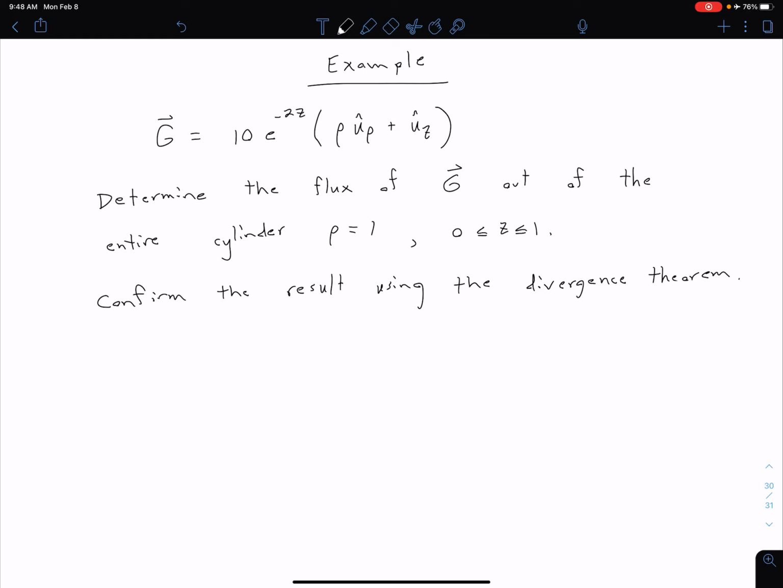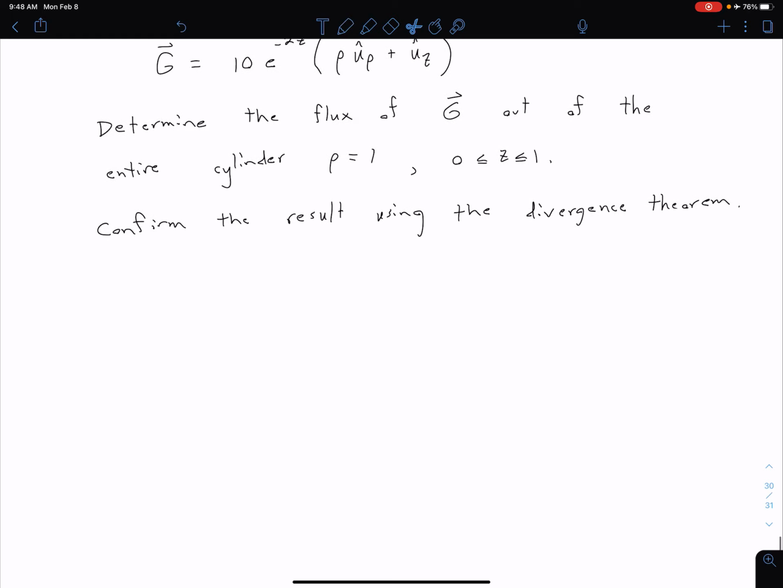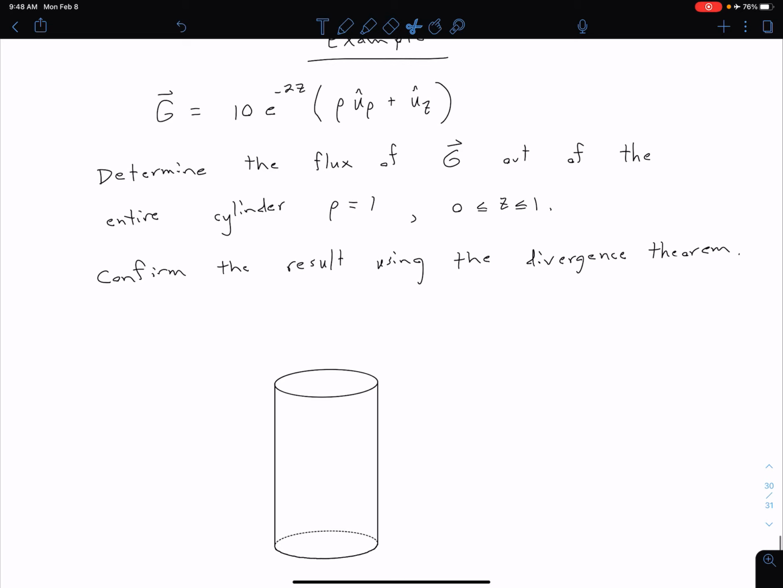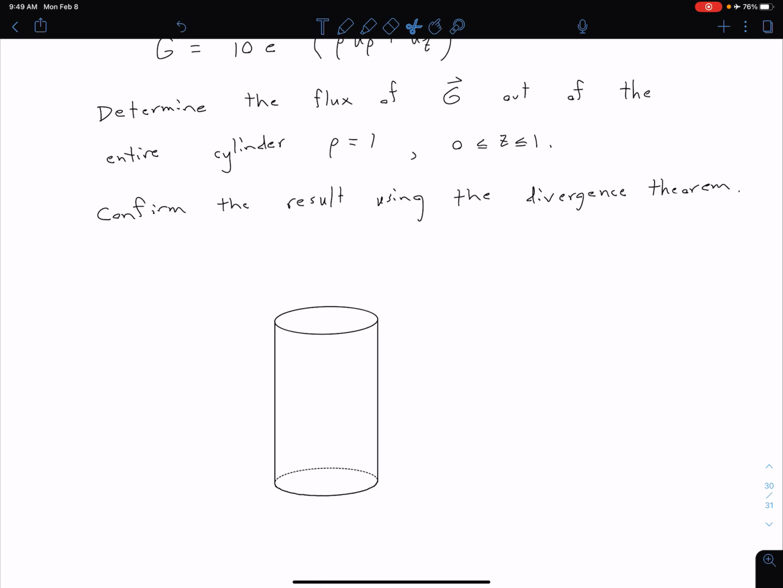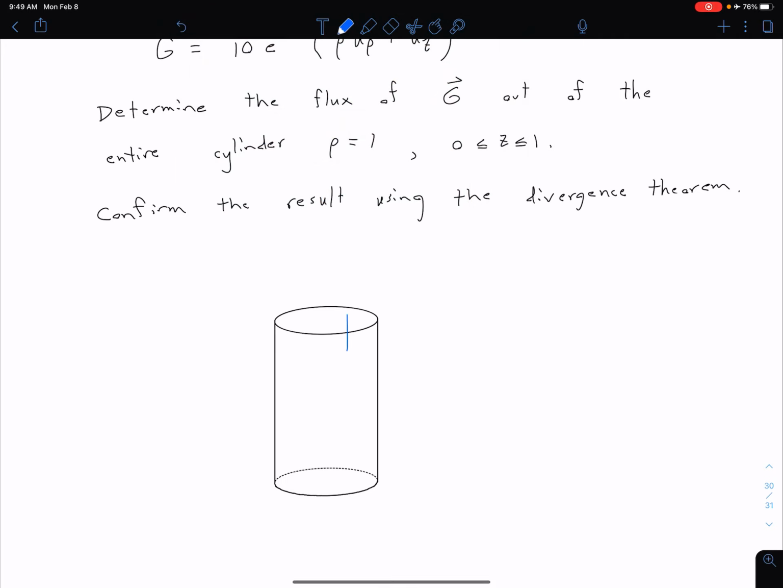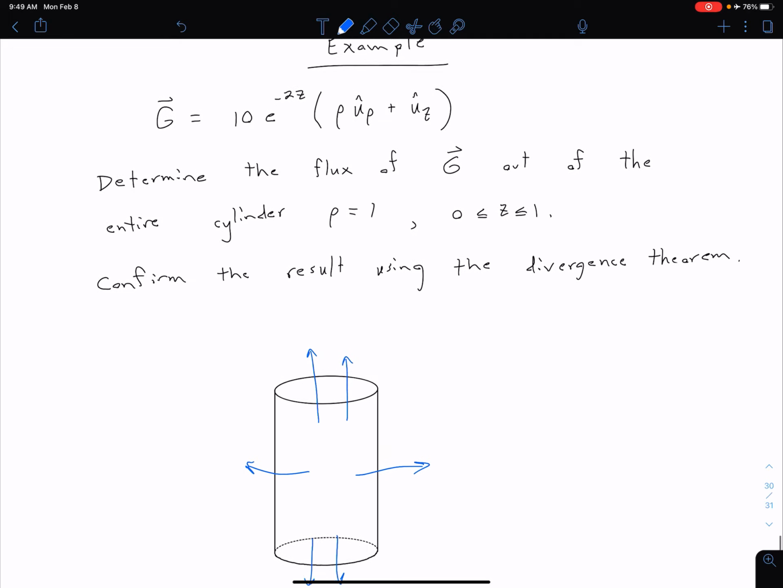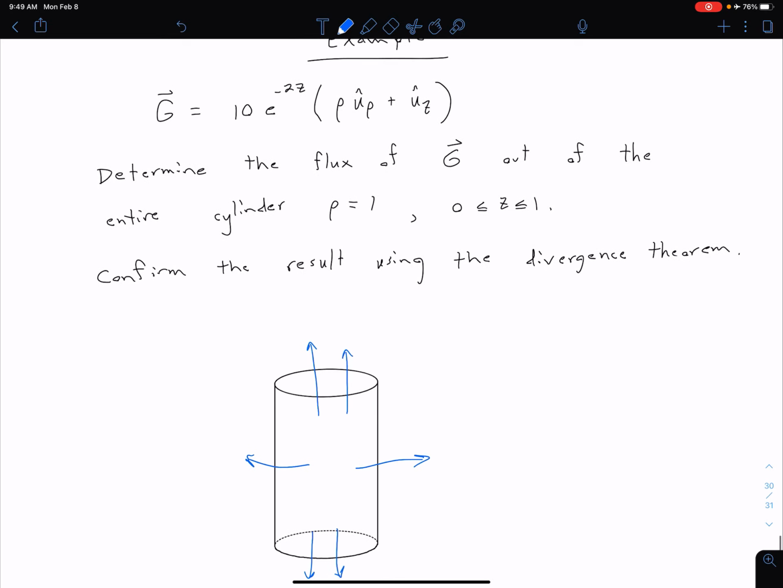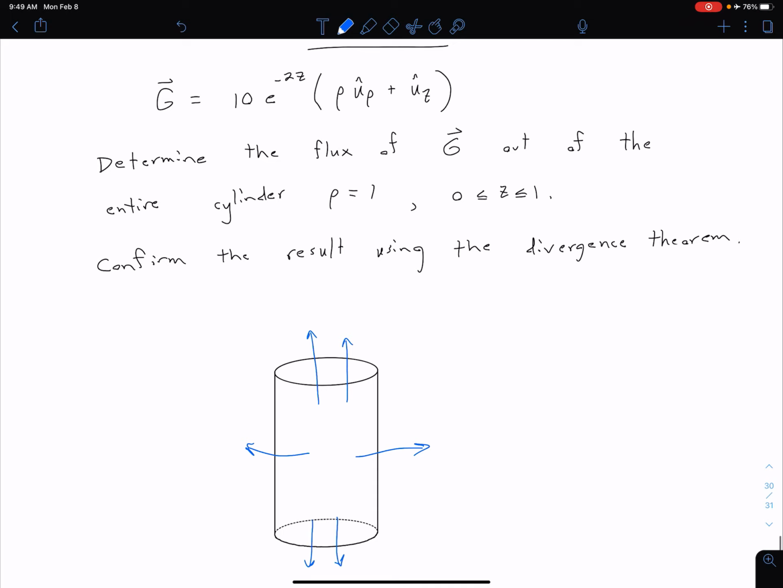So we can think about physically what's happening here. Of course we have this cylinder and we have rho between 0 and 1, so the radius of that cylinder is 1 and our height is going to be 1, so it's varying from z equals 0 to 1. On that cylinder we're going to have flux coming out of our top, flux coming out of our bottom, and flux coming out of our sides. So we're going to end up having three integrals, one for each of those three surfaces. And we can think about physically what our vector field G looks like.